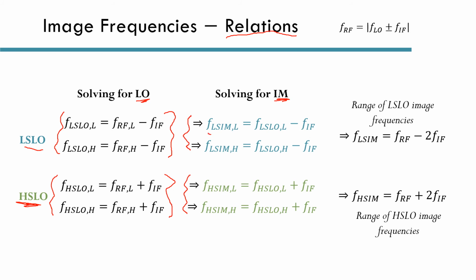For example, this one right here is the low side image frequency at the lower band edge. And this one here, for example, is the high side image frequency for the upper band edge. Based on these two relations, we can deduce a relation for the range of the LSLO image frequencies. And similarly, based on these two, we can deduce a relation for the range of the HSLO image frequencies. Piece of cake.